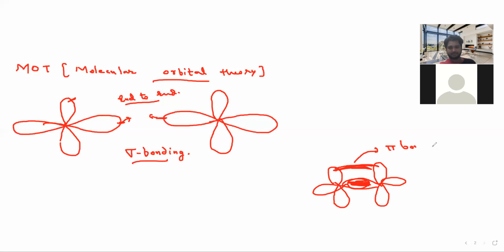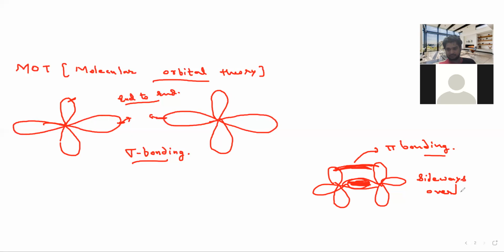Pi. Can we say this is end-to-end overlapping? No, this is not end-to-end overlapping. This is sideways overlapping. And sideways overlapping is just the side. First thing is you are just meeting a guy. Hello, how are you? Okay, like this. So this is end-to-end overlapping. But suppose you are just meeting like this only. So this is sideways overlapping.